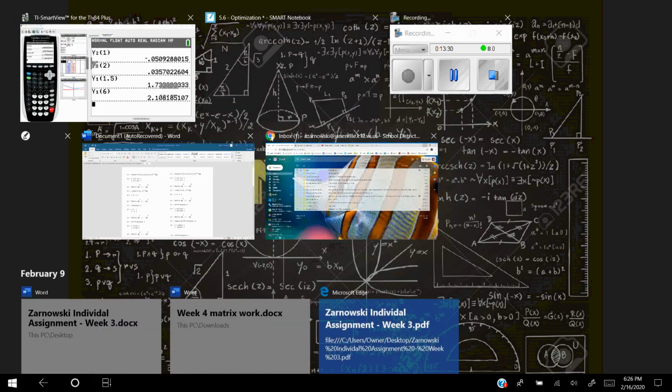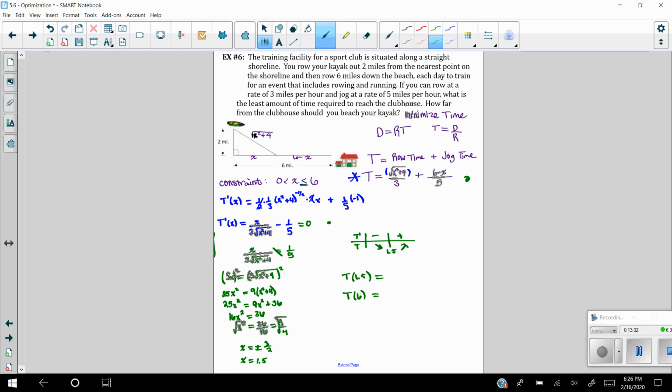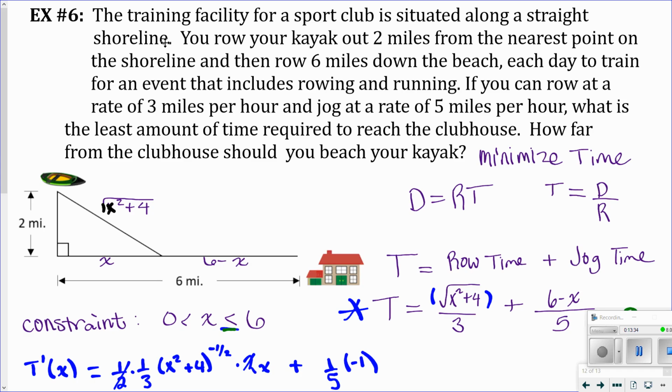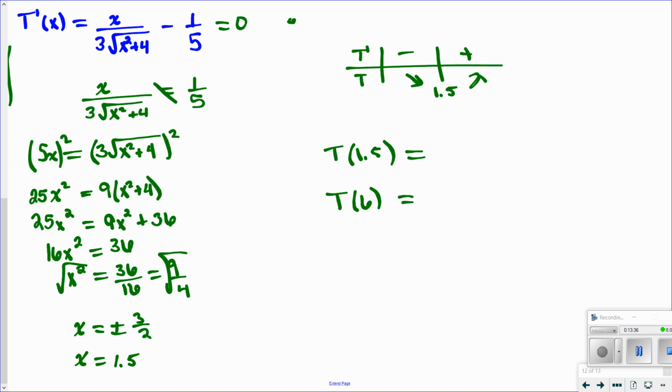So I'm going to come back here and say that at 1.5, the time it's going to take is 1.733 hours. And at 6 miles, the time was 2. Oh shoot, I forgot what it was. It was like 2.1 something, I think. Hours. Doesn't really matter because it's more.